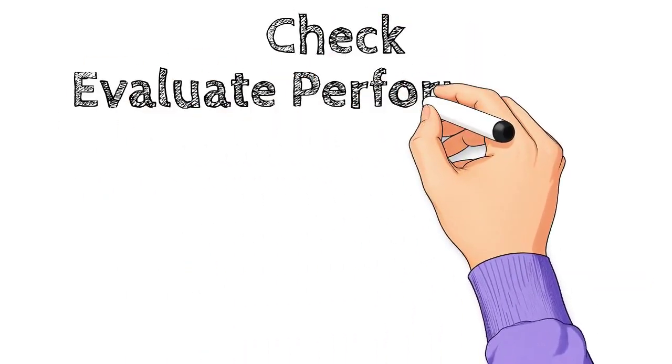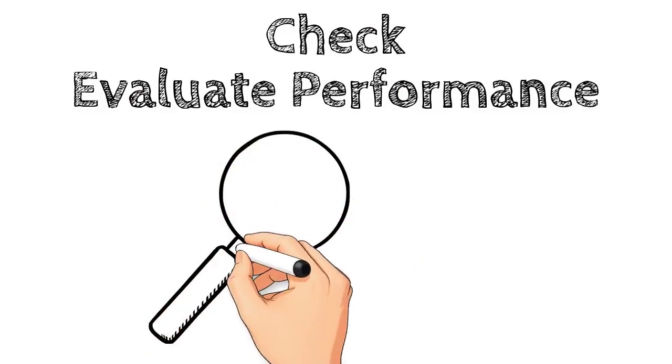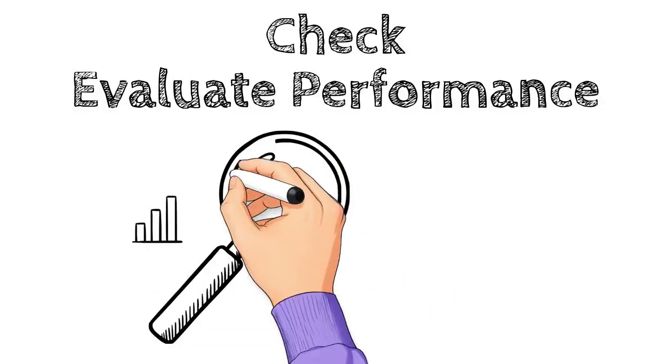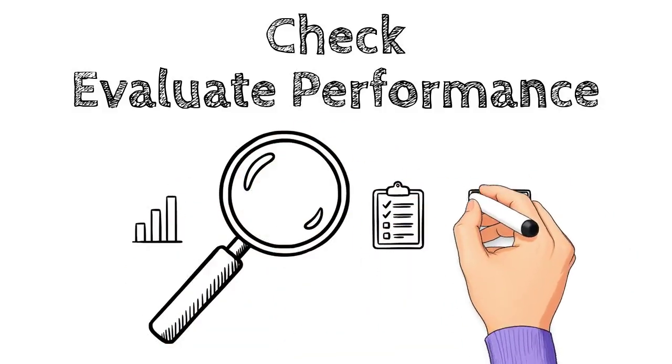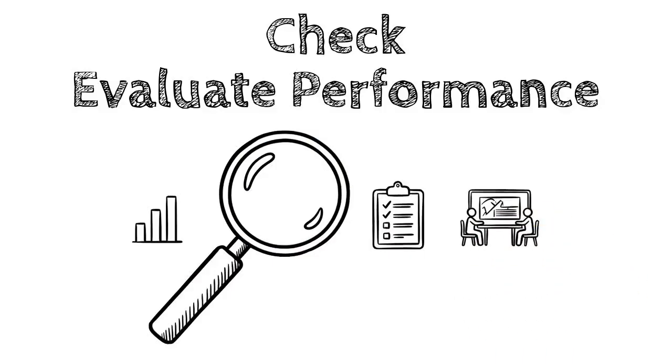All right, after do comes check, which is Clause 9. So, you've implemented your system, but how do you know if it's actually working? This is how. This clause requires you to monitor and measure your performance, run internal audits to make sure you're sticking to the standard, and have your top leaders regularly review how the whole system is doing.